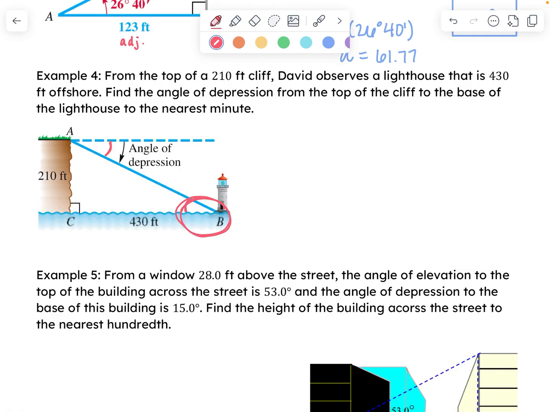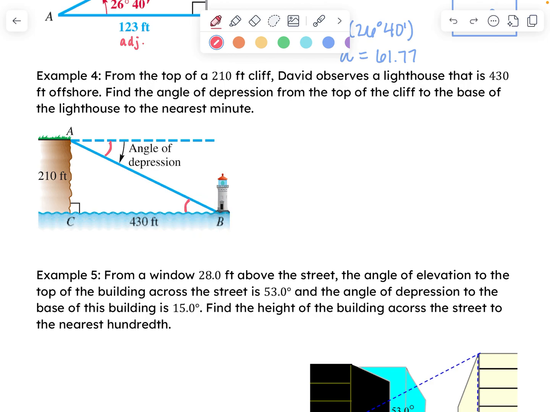So you probably remember your geometry teachers talking about how you always use the angle down in the bottom of the triangle when you're doing angles of elevation and depression. It's because they're alternate interior angles. So if we find that angle B down there in the triangle, that's going to get us our angle of depression for the top of the cliff. So let's find that angle.